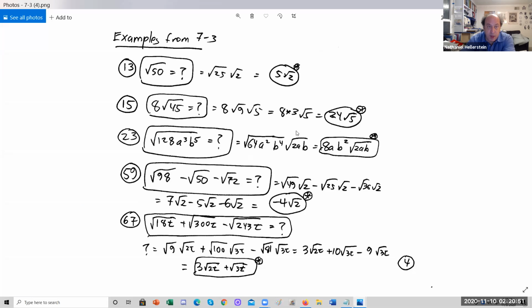Okay, here's some examples. Simplify root 50. Well, the largest square factor of 50 is 25. So root 25 root 2. This square root's to 5, so 5 root 2. Next is 8 root 45. What's the largest square factor of 45? It's 9. 9 times 5. So 8 root 9 root 5. Root 9 is 3. 8 times 3 root 5. Therefore 24 root 5.